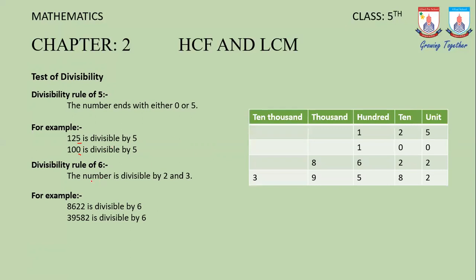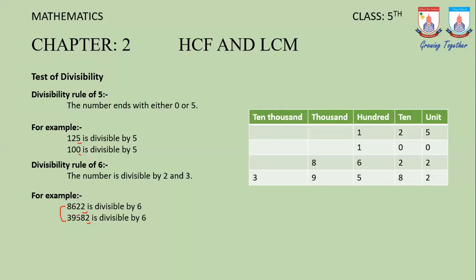Divisibility rule of 6. The divisibility rule of 6 says that the number should be divisible by 2 and 3. First of all, for the divisibility test of 6, we have to confirm that the number is even, that is, divisible by 2. For divisibility by 2, we check the unit place. If the unit place is 0, 2, 4, 6, 8, then the number is divisible by 2. In these two examples, the unit place is even, so these two numbers are divisible by 2.